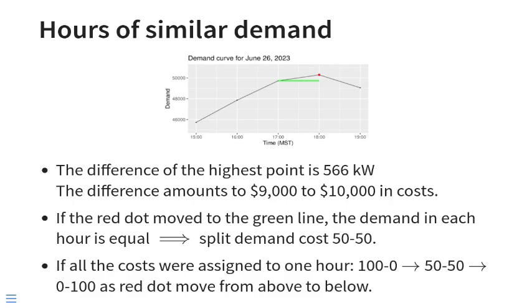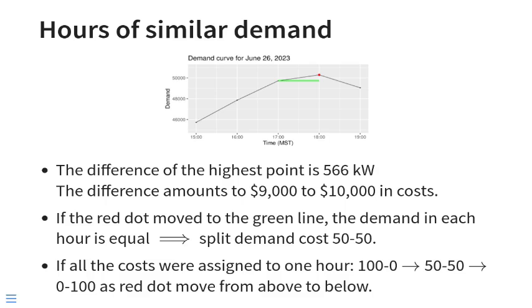Let's say that we can control where the red dot is by load shaping. We can move it up and down. If we assume that all the costs were assigned to 1 hour, then the red dot would initially have 100% of those costs. As we move the red dot down, when it got to the green line, it'd be 50-50 sharing between the two ends of the green line.